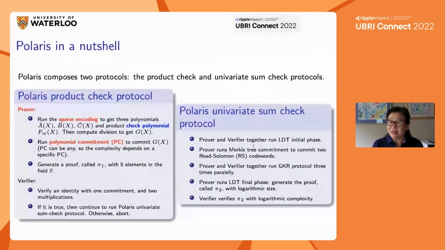The prover runs a Merkle tree commitment to commit two Reed-Solomon codewords. Then they will run the zkR protocol 3 times, because there are polynomials for the input, left input, right input, and output. Finally, they will run the low-degree test final phase, then generate the second part of the proof, pi2, and this proof has a logarithmic size. Finally, the verifier verifies pi2 with logarithmic complexity.